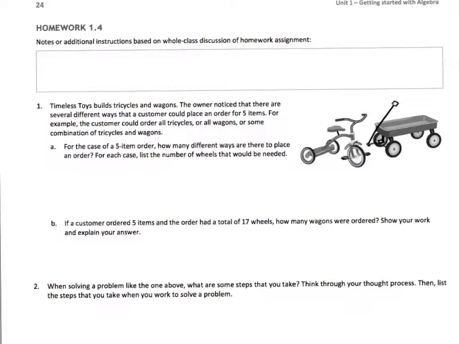So here we have Timeless Toys, which builds tricycles and wagons. This owner noticed that there are several different ways that a customer could place an order for 5 items. For example, the customer could order all tricycles, or all wagons, or some combination of both.